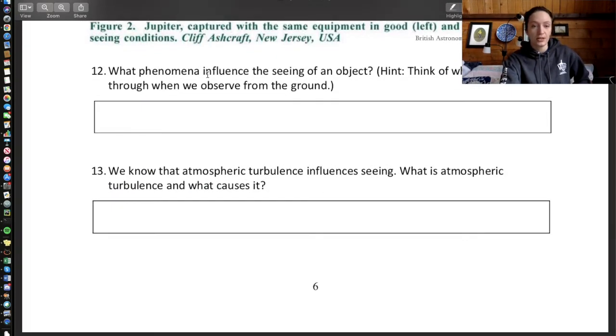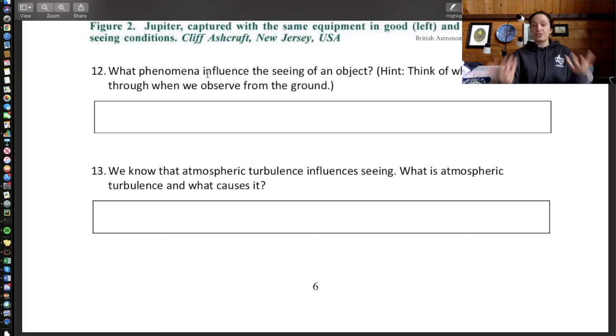So, number 12, what phenomena influences the seeing of an object? Think of what we're looking through when we observe from the ground. So, right, I said we have heat waves really close to the ground of Earth when it's really hot. You go through turbulence, which are waves in the upper atmosphere, when you're flying in a plane. But you wouldn't experience any turbulence in space because there's nothing there.